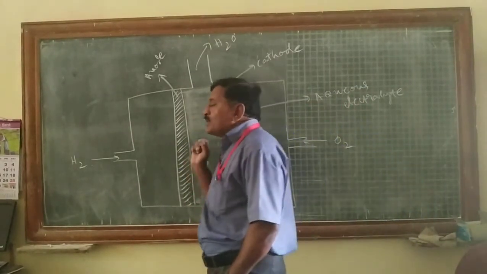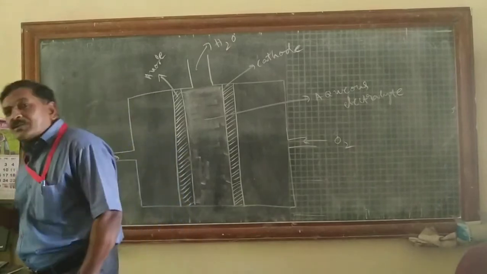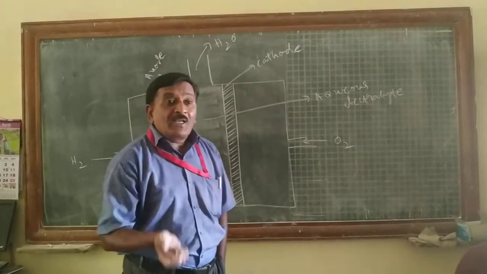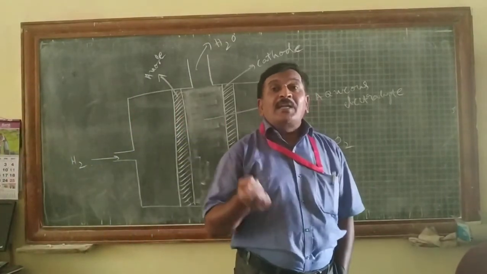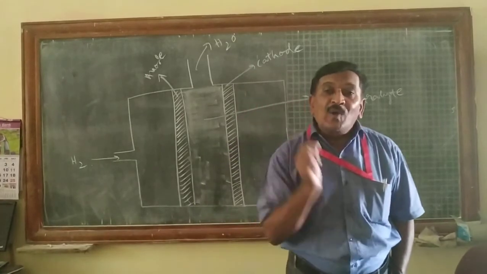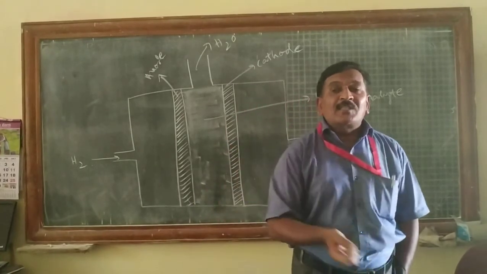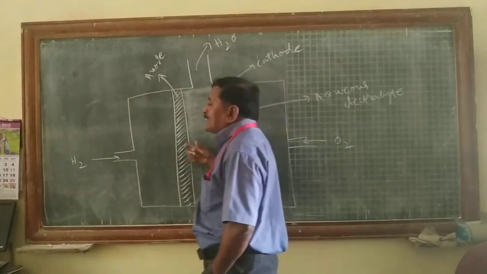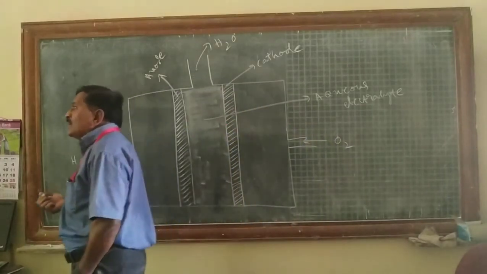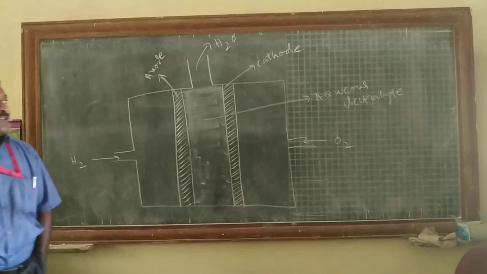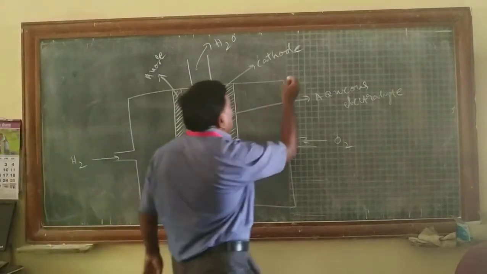So that's why it produces carbon monoxide, carbon dioxide, like all those gases. To avoid that, we can use modern technology called fuel cells. Fuel cells are the modern technology for the production of energy.